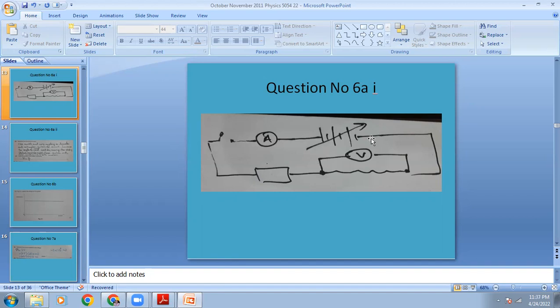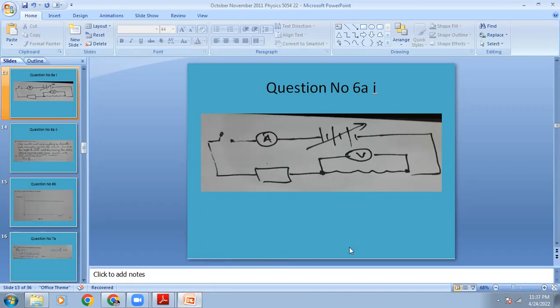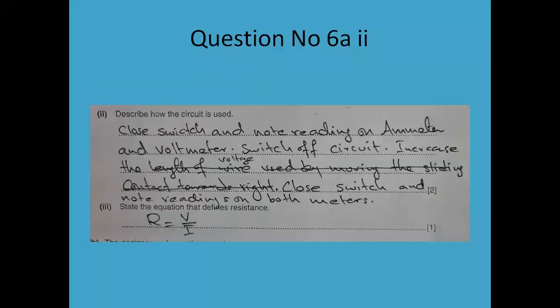Then I will open the switch. Then I will increase the voltage of the battery, and then I will close the switch. I will note down what is the reading on the ammeter. I will note down what is the reading on the voltmeter. So here we go. Close the switch and note reading on the ammeter and the voltmeter. Switch off the circuit, increase the voltage of the battery. Close the switch and note the readings on both the meters.